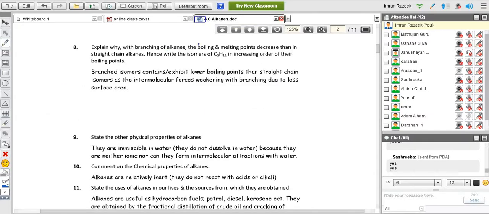So if I analyze the C5H12, I can draw 3 chain structural isomers. I think last lesson we discussed isomerism.